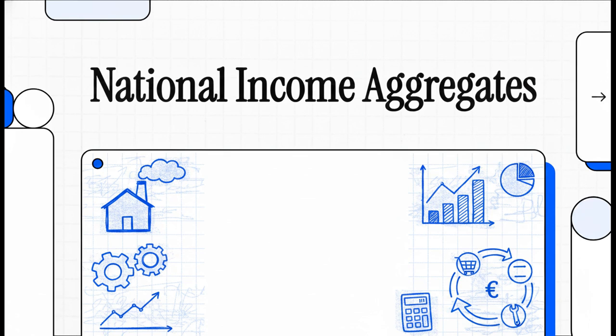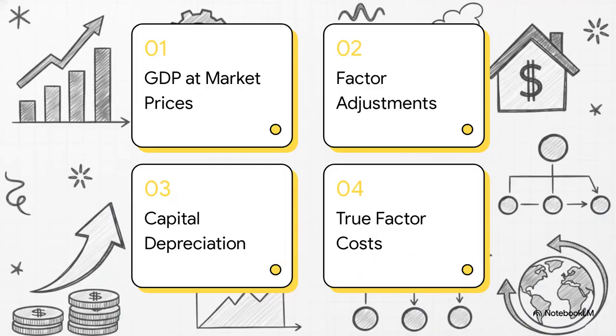Today, we're going to systematically map out the baseline market and factor aggregates of an economy. It's a rigorous intellectual exercise, sure, but we'll be using precise ISC terminology to build a comprehensive framework, taking us all the way from observable market data straight down to pure factor earnings. Let's dive right in. Here's our syllabus for mastering national income today. We'll be progressing through GDP at market prices, adjustments for factor income, capital depreciation, and finally, isolating true factor costs.